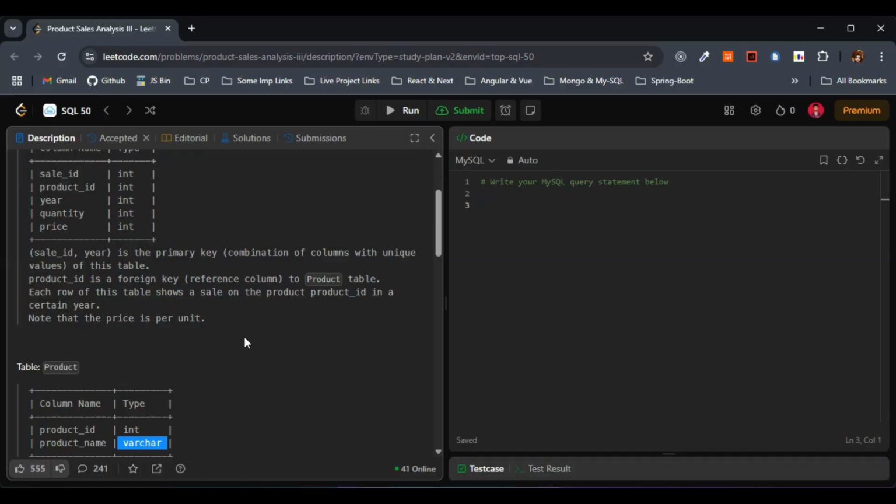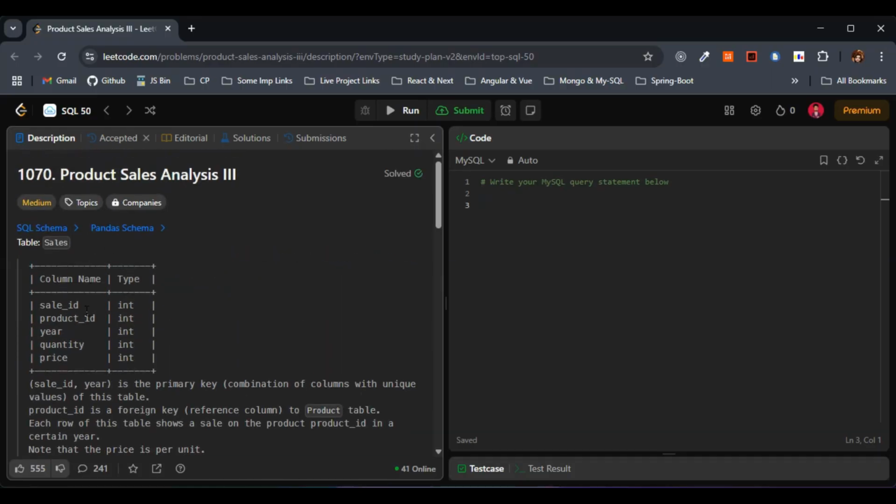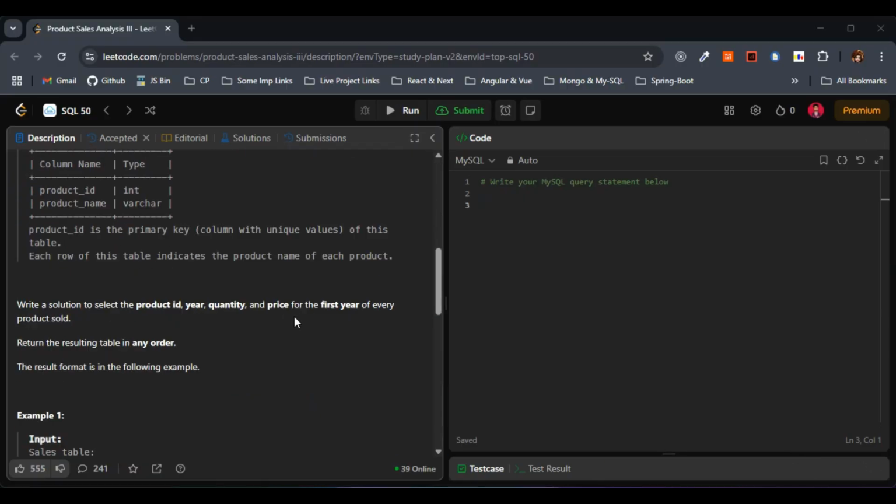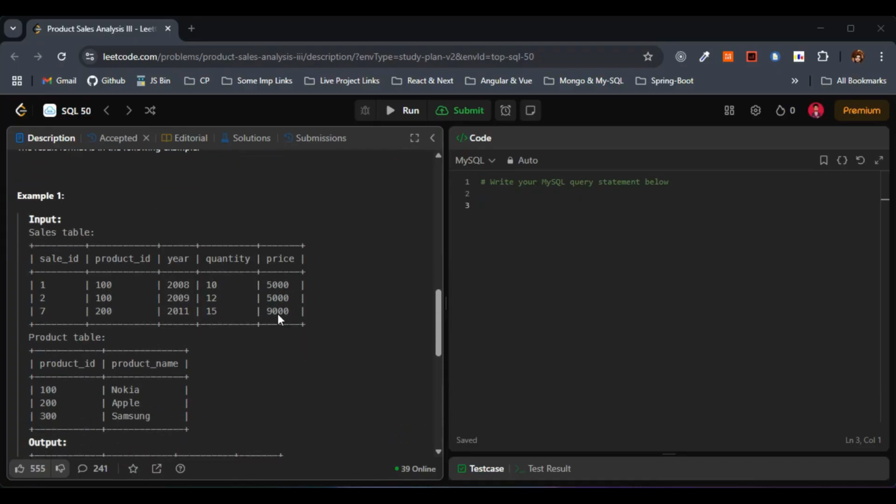What is our main goal here? We have to write the SQL query to return the product ID, first year of sale, which is important, quantity sold, and price for the first year each product was sold. Now let's come to example one.